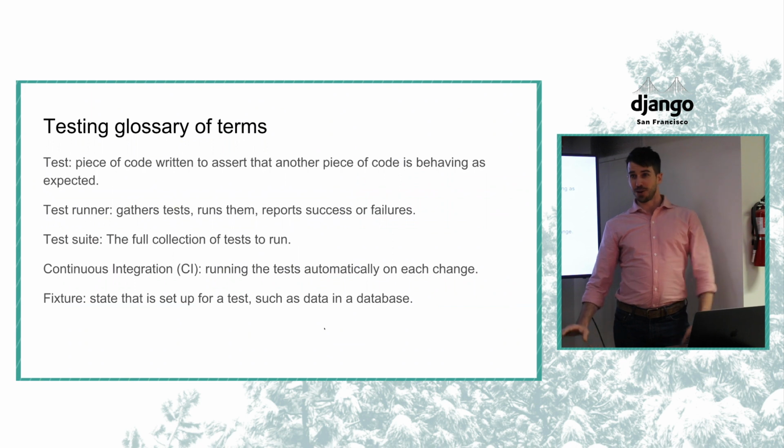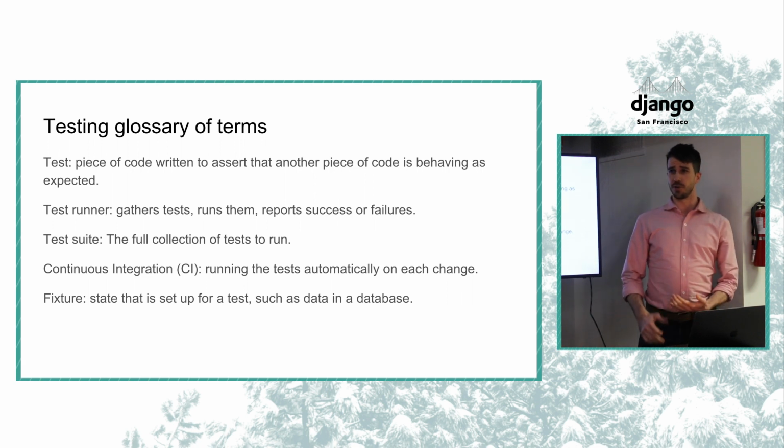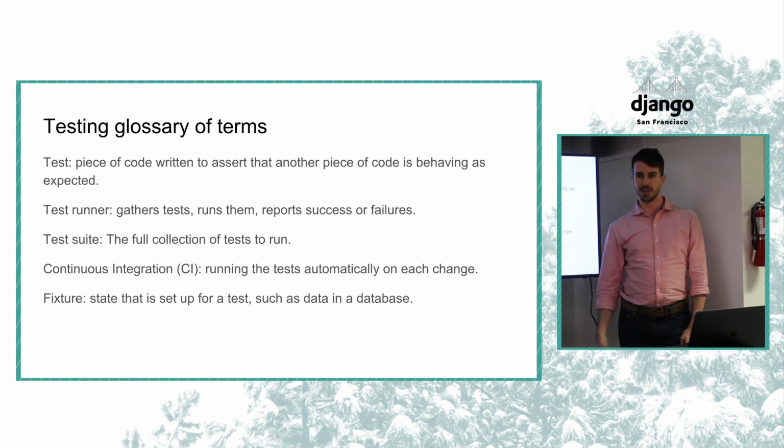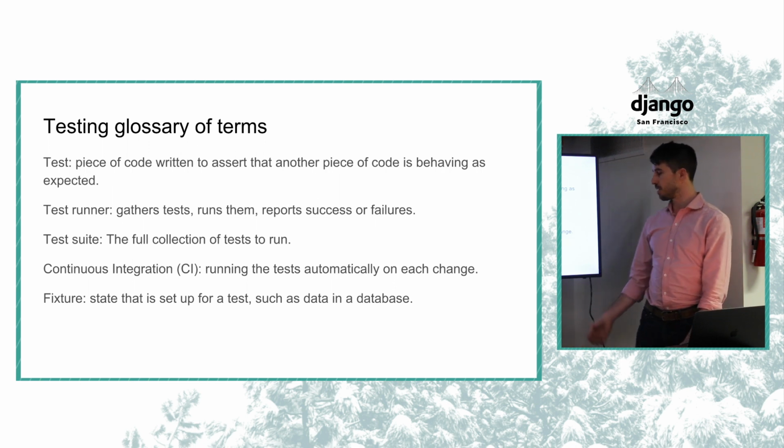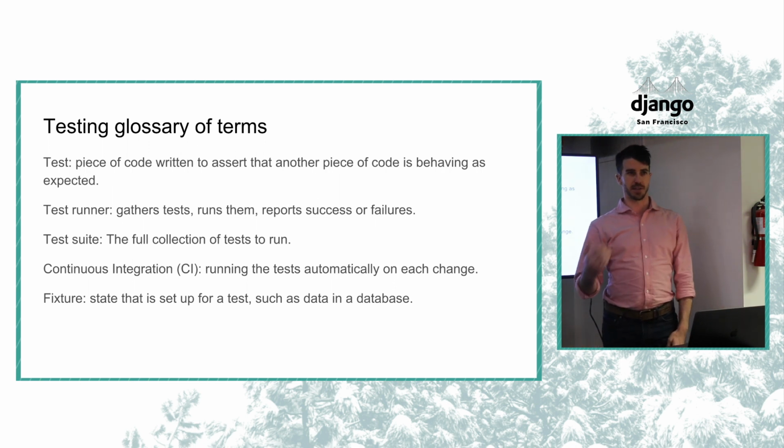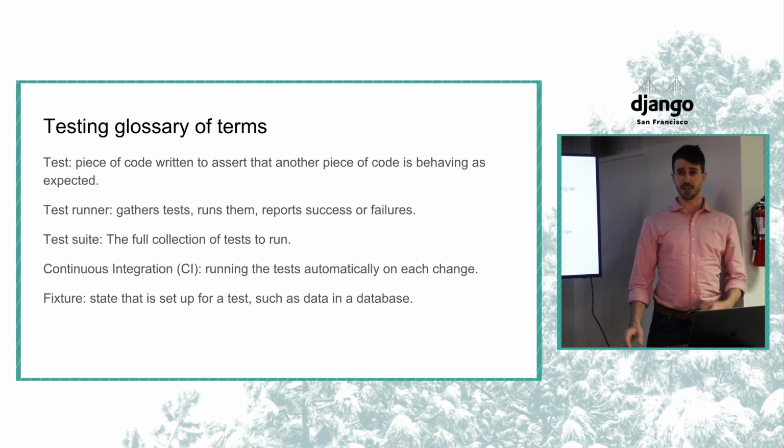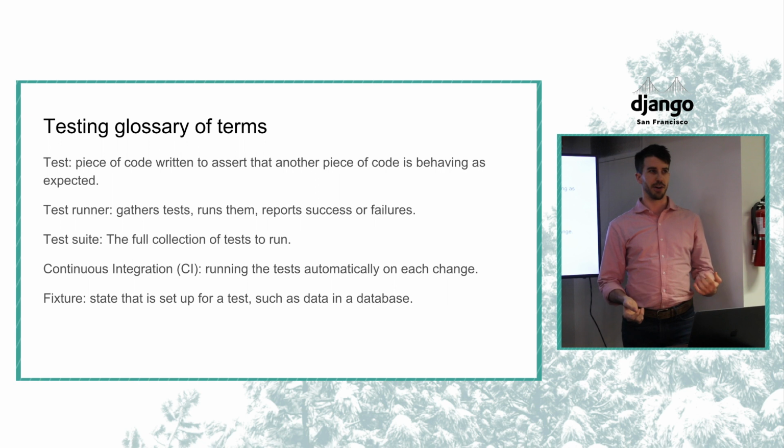As a quick glossary of terms, I'm assuming some Django knowledge, obviously, but when it comes to testing, a test is a piece of code that's written to assert that other code is working. So you're writing code to run your code to verify that it works. The test runner is what gathers all these tests, runs them, and reports successes or failures. And the test suite, there can be many types of test suites. These are the full collections of tests, whether they are your integration tests or unit tests. I'll talk about what those mean in a little bit.